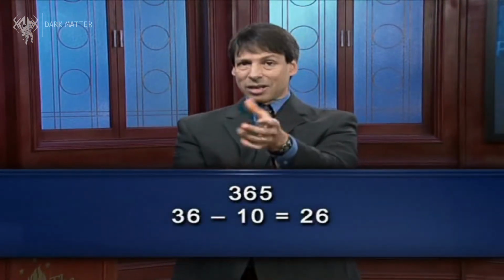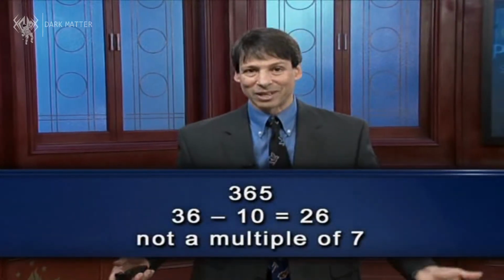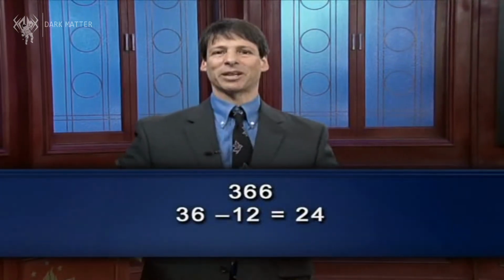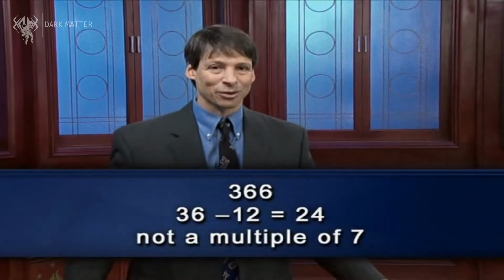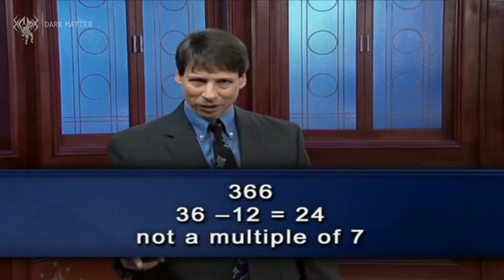So is 365 a multiple of 7? Well, we'll take 36, subtract double 5, 10. 36 minus 10 is 26. Nope, that's not a multiple of 7. How about 366? We take 366, take off that 6, double it to get 12. 36 minus 12 is 24. Nope, that's not a multiple of 7 either. Therefore, your birthday changes each year.